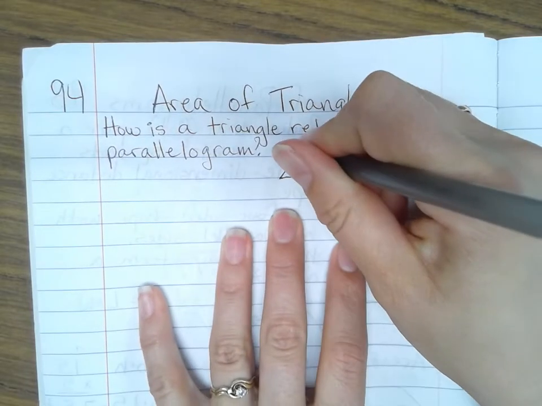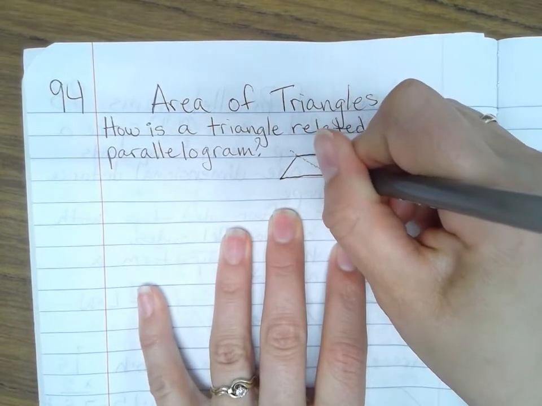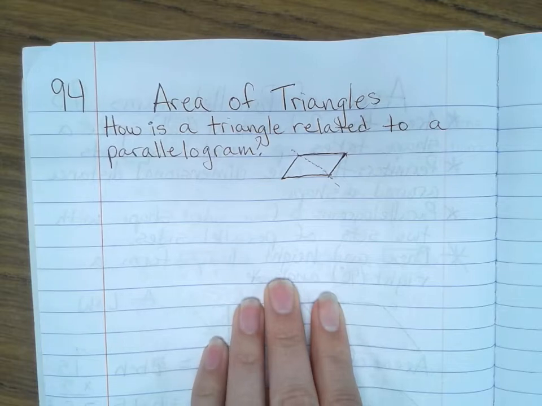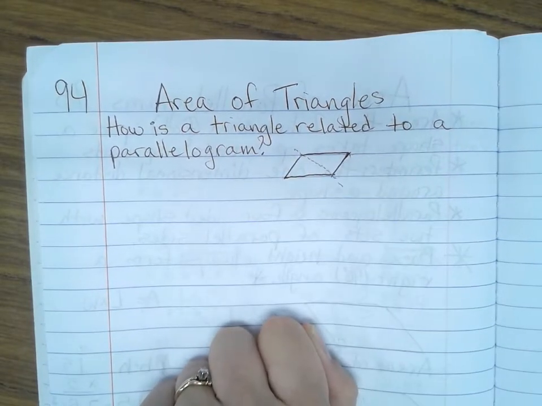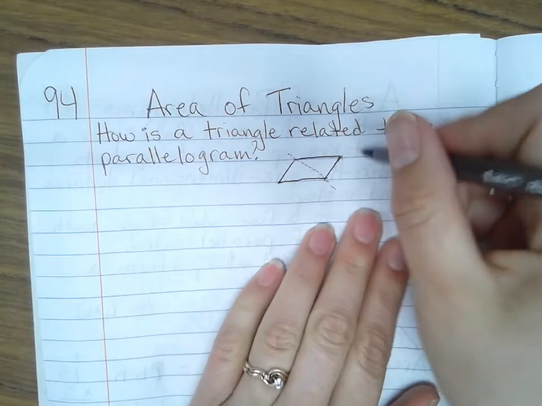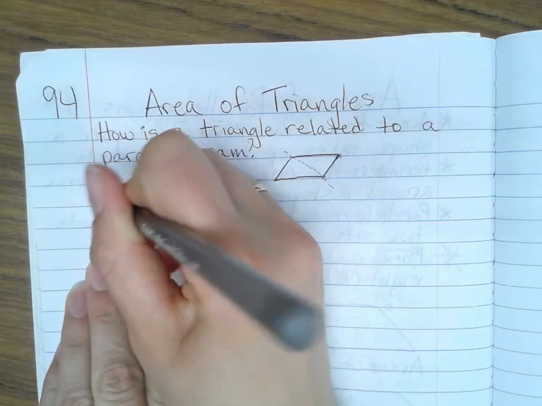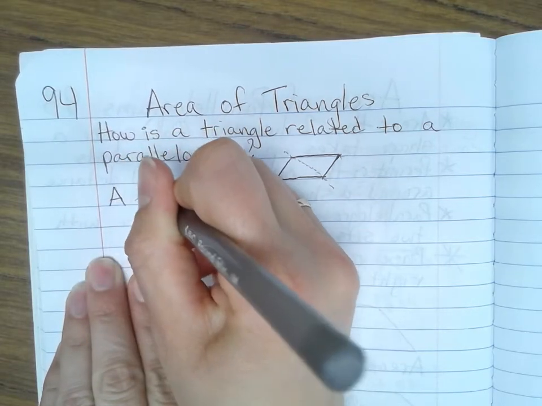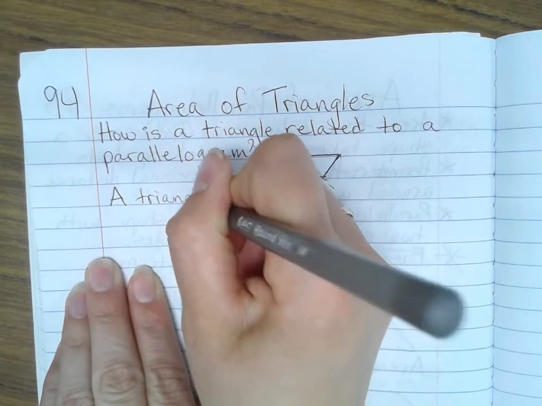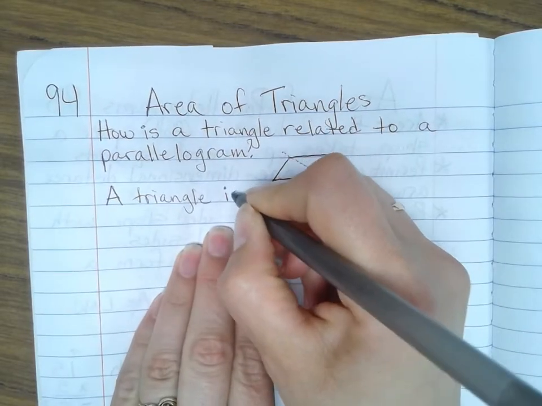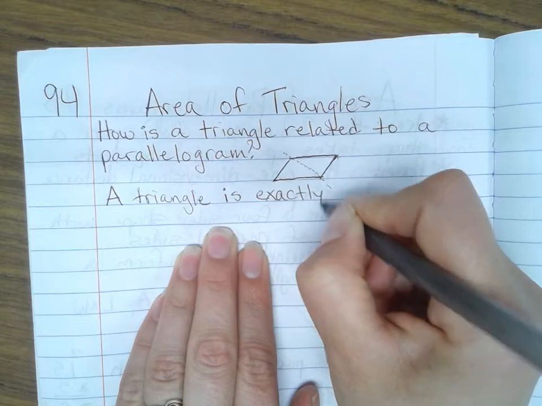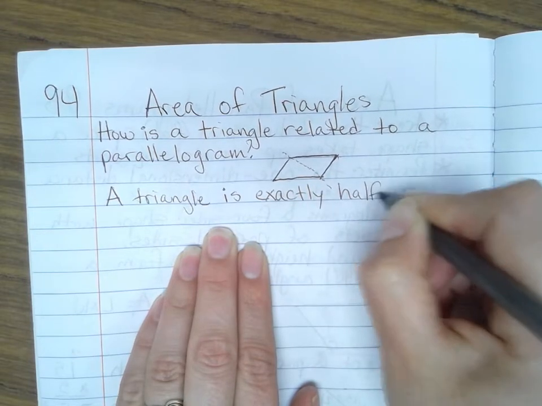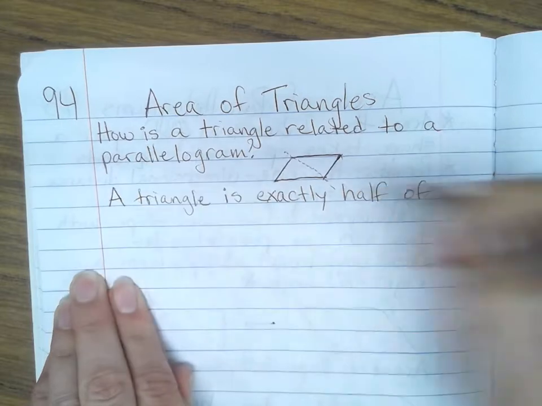Well, if I chop it right here to make a triangle, see how I have 2 triangles that are exactly the same size? Well, if that's the case, a triangle is exactly half of a parallelogram.